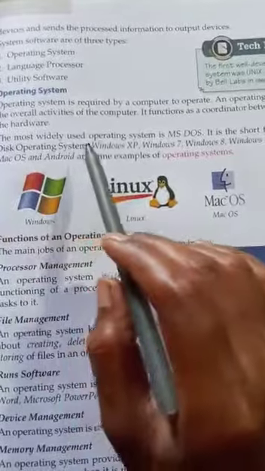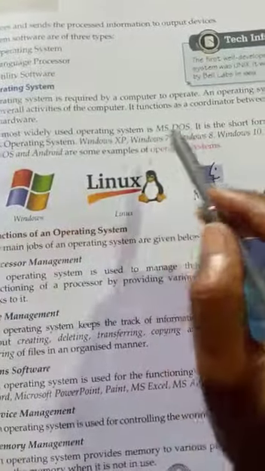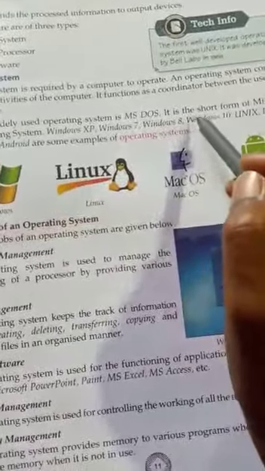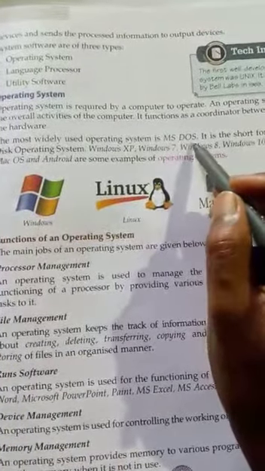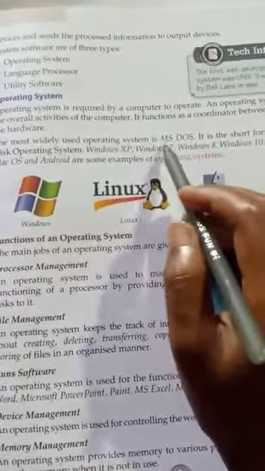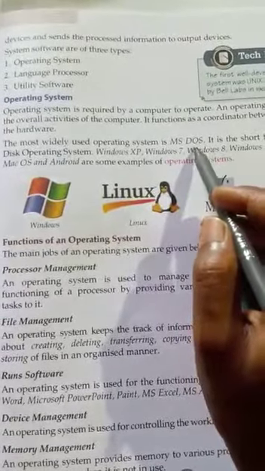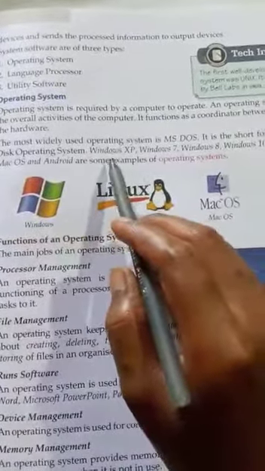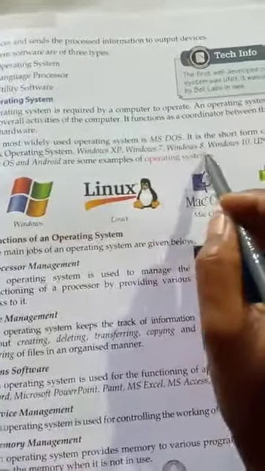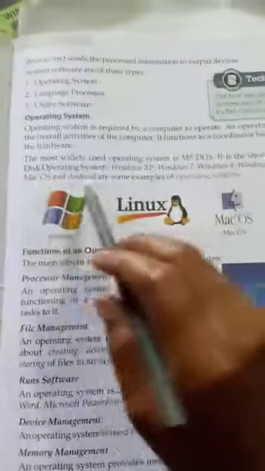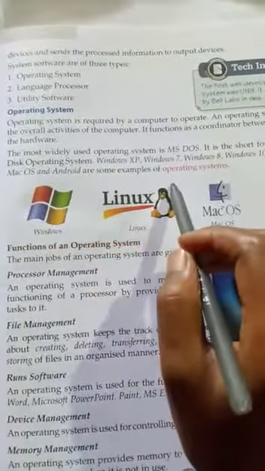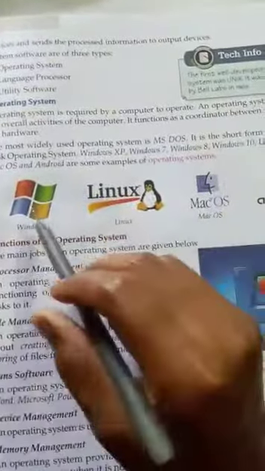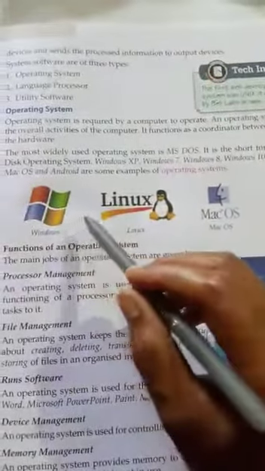The most widely used operating system is MS-DOS. It is the short form of Microsoft Disk Operating System. So the full form of MS-DOS is Microsoft Disk Operating System. Windows XP, Windows 7, Windows 8, Windows 10, Unix, Linux, Mac OS and Android are some examples of operating systems. So these are some examples of operating system.